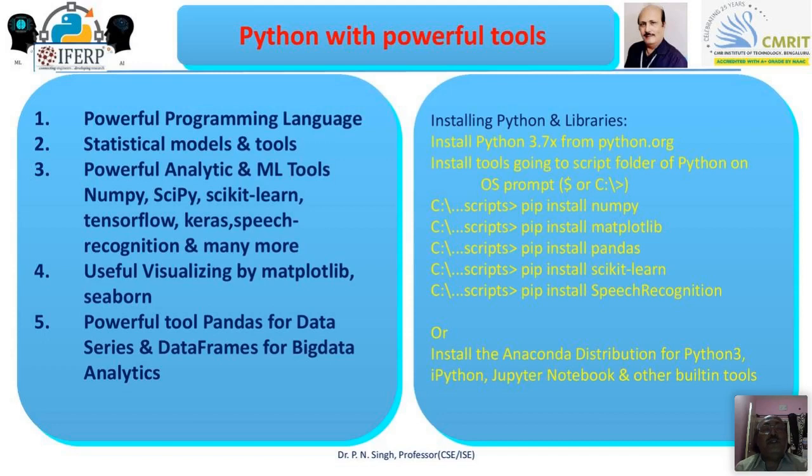And if you are not able to install Python, if your desktop or laptop does not have Python, I have given here some steps on how to install the Python libraries. Only install Python from python.org. The rest of the tools you have to install by going to the scripts folder where your Python 3 or python.exe is. From there, in the scripts folder, issue the commands: pip install numpy, pip install matplotlib, pip install pandas, and for machine learning, pip install scikit-learn, and pip install speech recognition. Take care that for speech recognition, I was importing speech hyphen recognition, but the tool name does not have a space or hyphen.